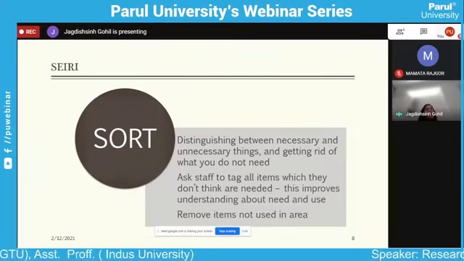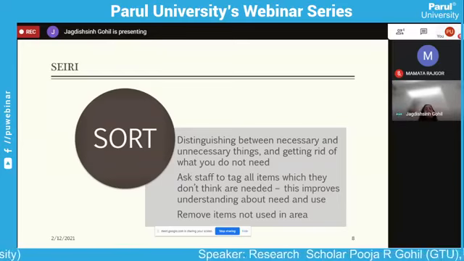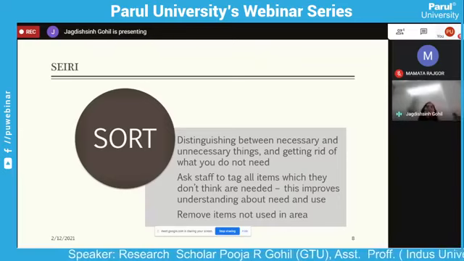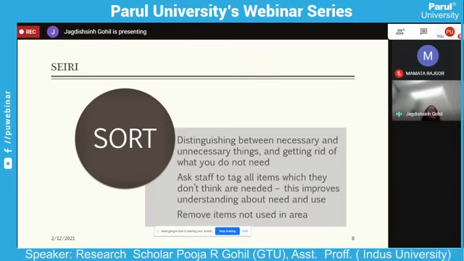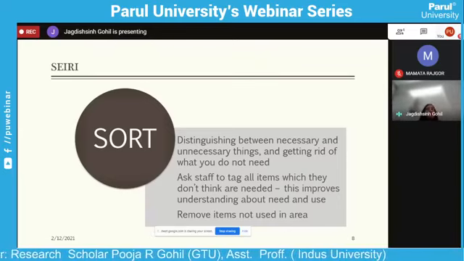Second, as an organization, you should ask your staff or employees to take out all the things which they think are not needed. Thereby, you can improve their understanding about the need and usage. So that's a simple activity. Even students can do it. Fine. You should just identify which things are necessary for you and which are not. The ones which are not, keep them aside. Fine.